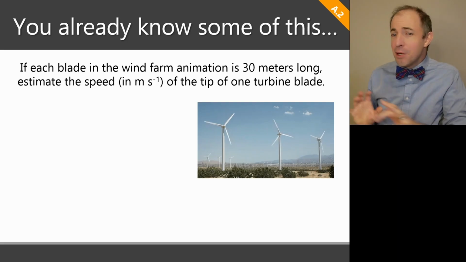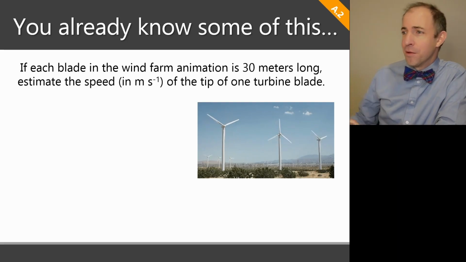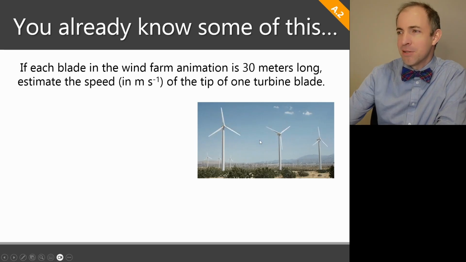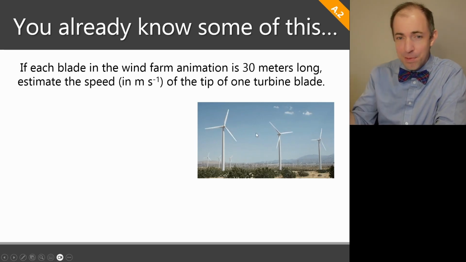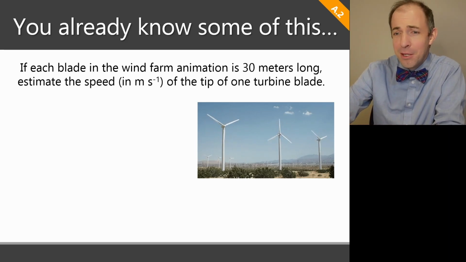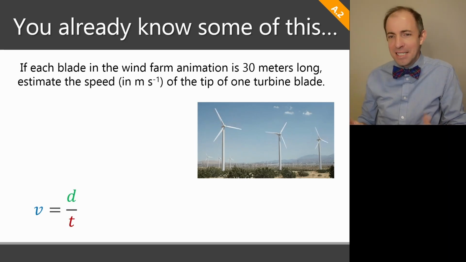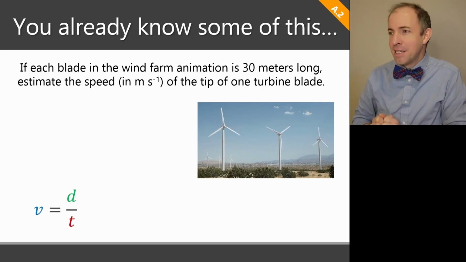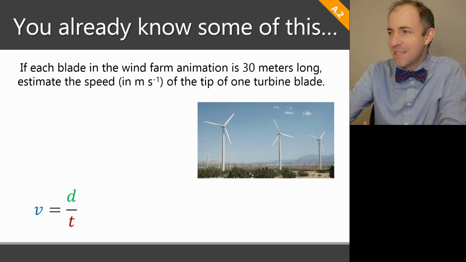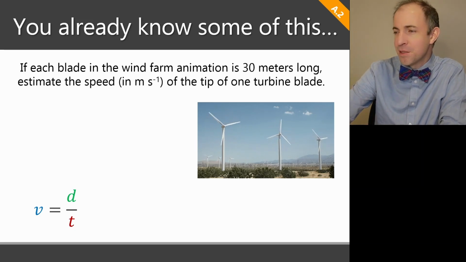So some of this is something you can already figure out and piece your way through. If you have each blade on this wind farm animation being 30 meters long, we can estimate the speed in meters per second of the tip of one turbine blade. We can do this using equations that we already know. We know that velocity is just a distance divided by a time. So if we know the distance that the blade is moving and the time that it moves that distance, we can calculate its speed in meters per second.